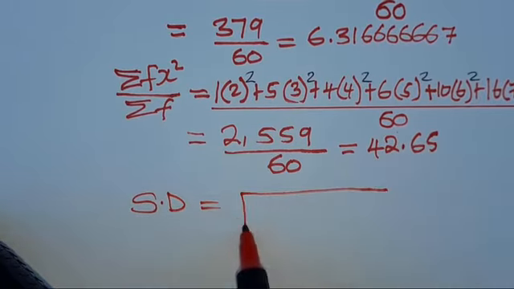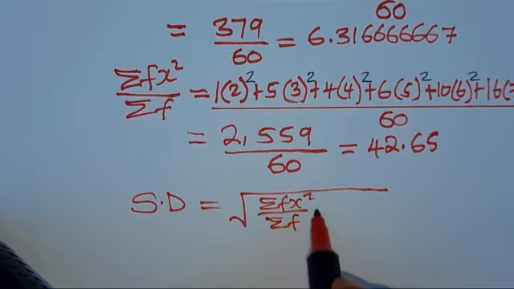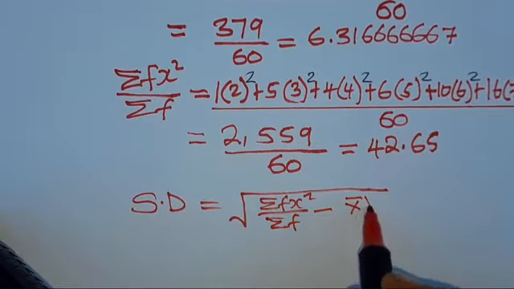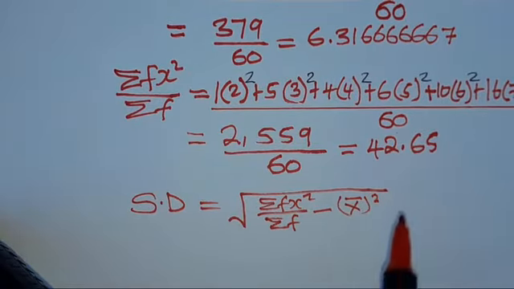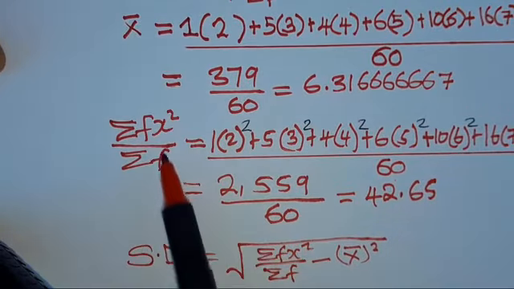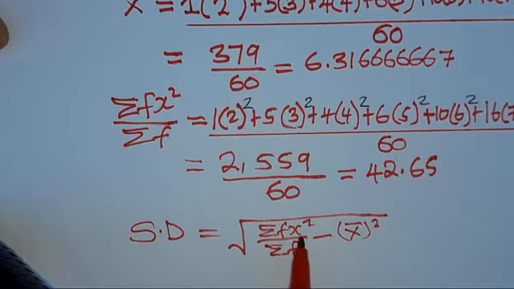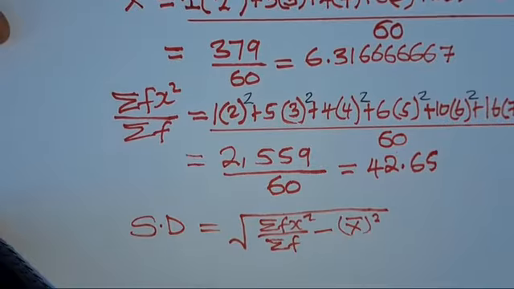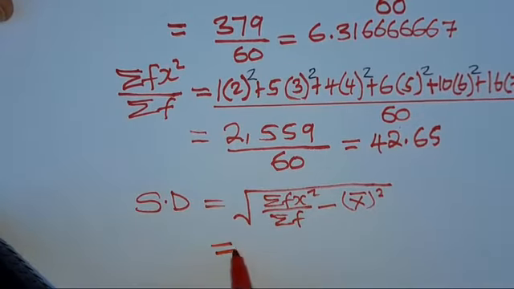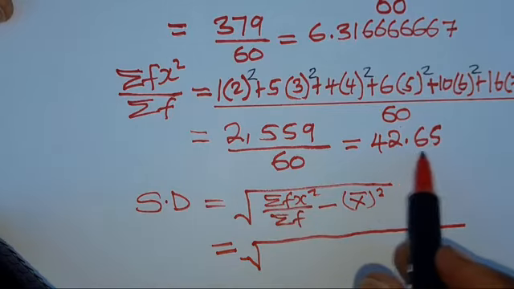All right, coming back to the formula for finding the standard deviation, we have standard deviation, SD, is equal to the square root of the summation of fx squared over the summation of f minus x bar squared. Okay, so now that we know what x bar is and what this quantity is, we are just going to substitute them in this formula. So we're going to have the square root of this quantity, the one that we found here.